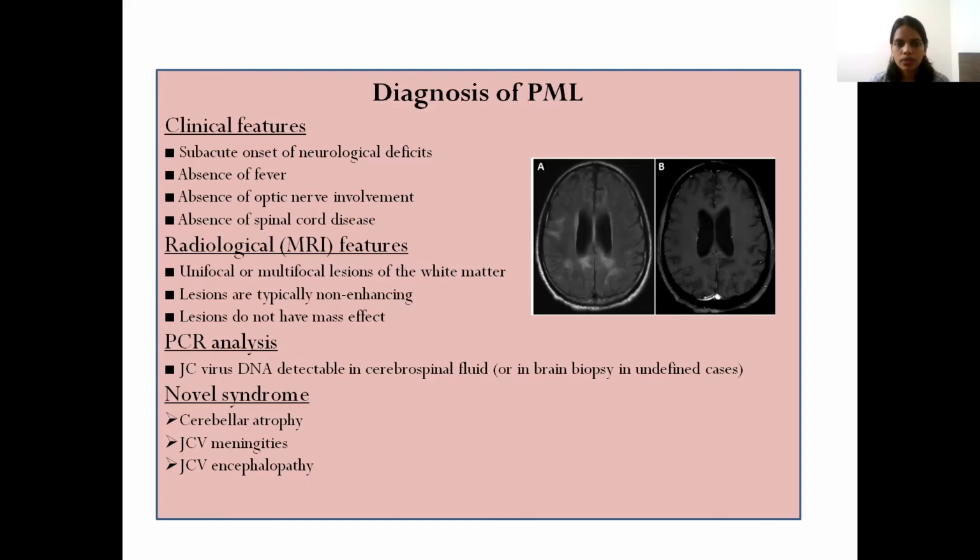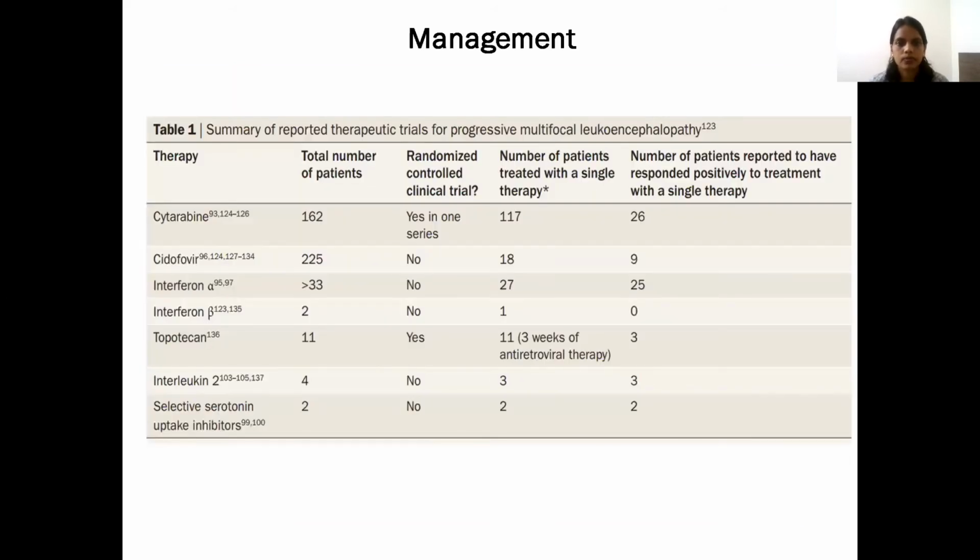It can also be associated with some novel syndromes. JC virus not only affects the white matter of the brain, it can also affect the cerebellum, causing cerebellar atrophy. Other syndromes are JC virus meningitis and encephalopathy. PML is associated with a very high mortality: within 3 months of the disease, it can cause 30 to 50% mortality. Whenever possible, the immunosuppressant drug should be discontinued, and various drugs have been studied, like cytarabine, cidofovir, interferon alpha, and interferon beta.